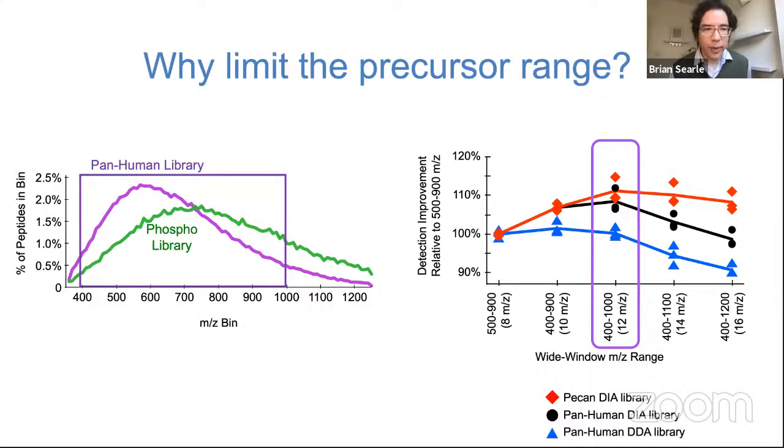But if you're looking at phosphopeptides, you would want to have a wider window or a different type of window. So maybe you would consider from 500 to 1100, for example.